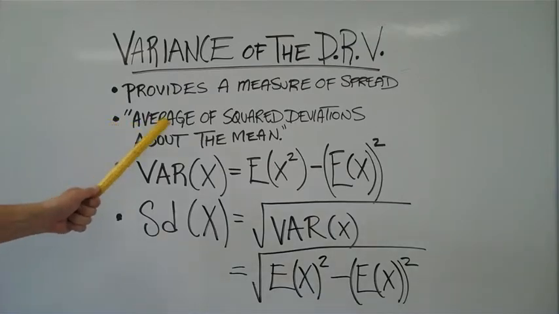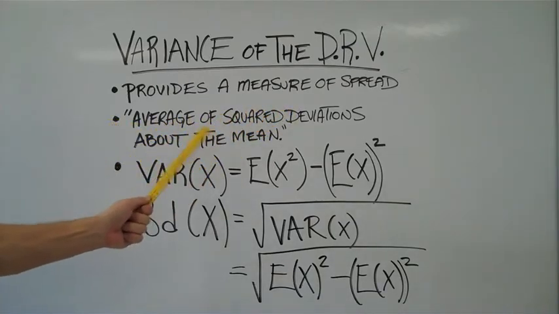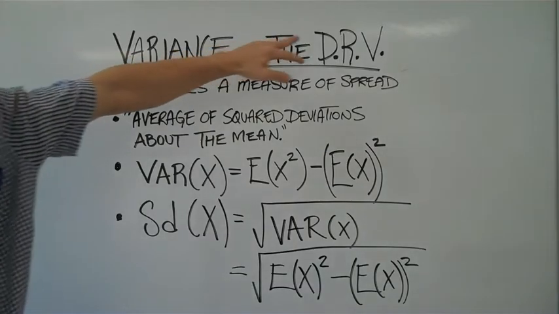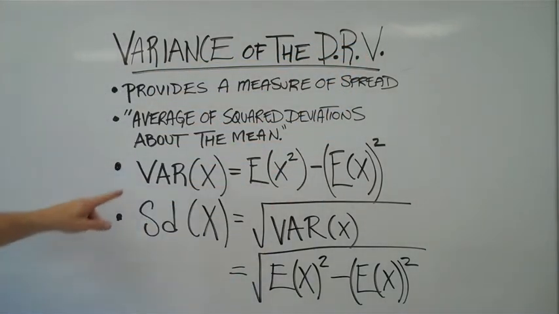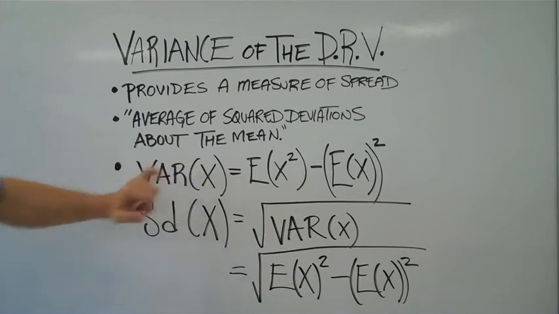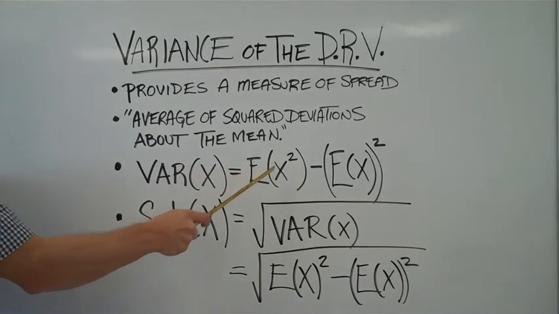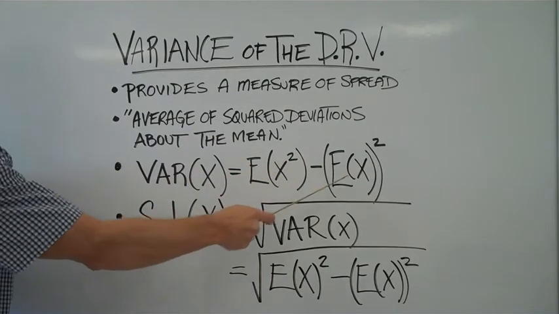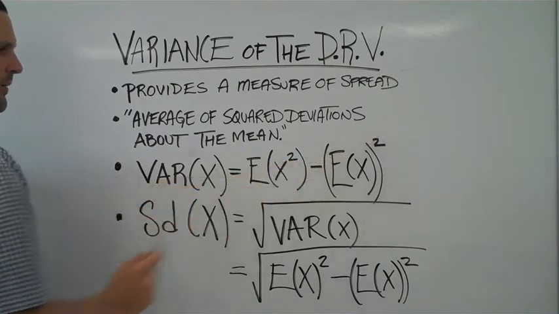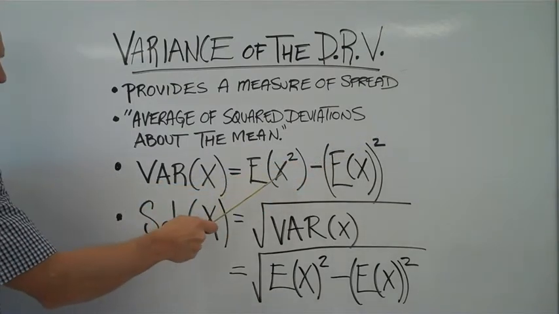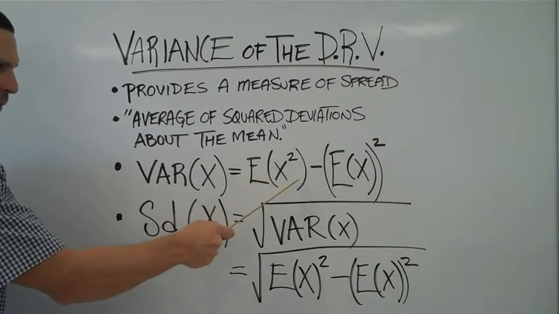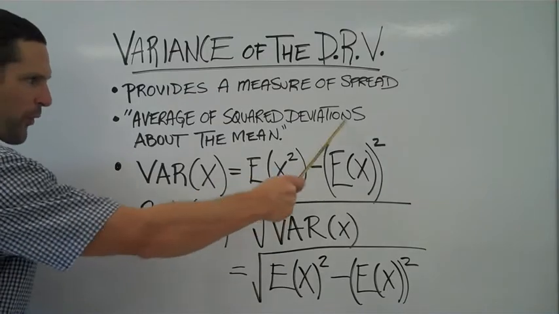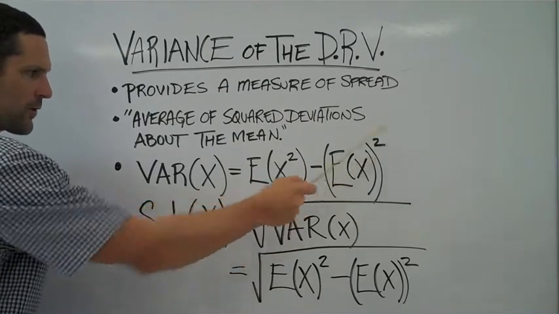The average of the squared deviations about the mean is what variance is. That's nothing new. We've seen that before with our regular variance, but now we're talking about variance of the discrete random variable. Well, you need to know these two formulas. Variance of x is defined as the expected value of x squared minus the expected value squared. Again, that's the expected value of x squared, in parentheses, minus the whole thing in parentheses, the expected value, squared.